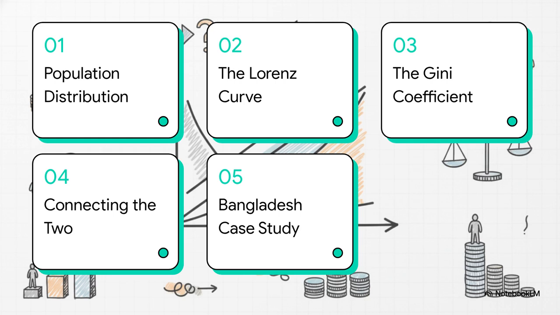So, here's our roadmap for today. 1. Measuring population distribution. 2. The Lorenz curve. 3. The Gini coefficient. 4. Connecting the two. And 5. A real-world case study looking at Bangladesh slums.